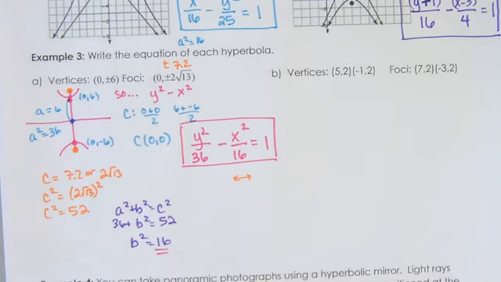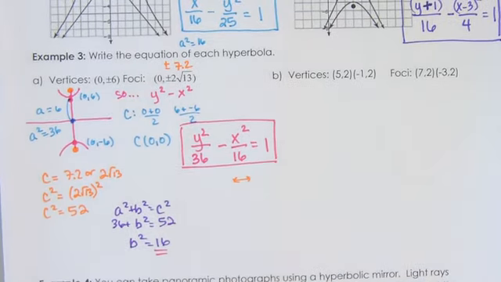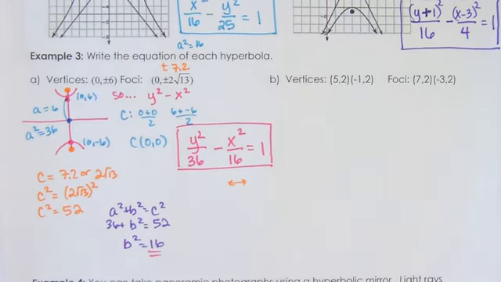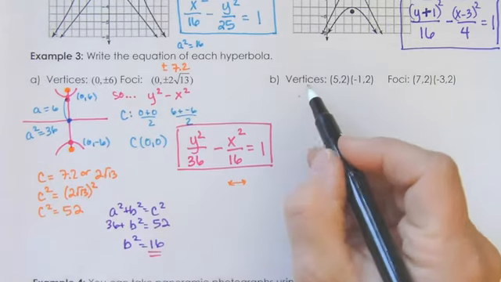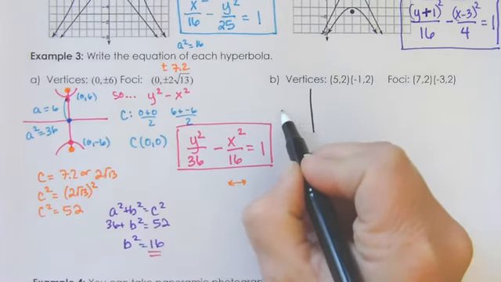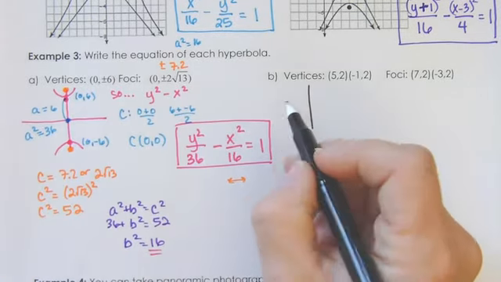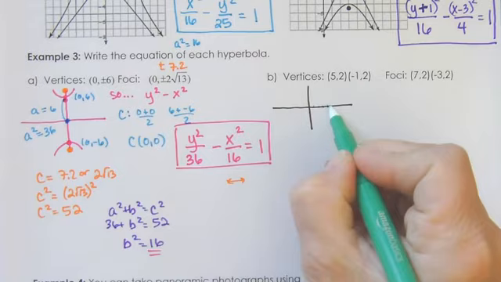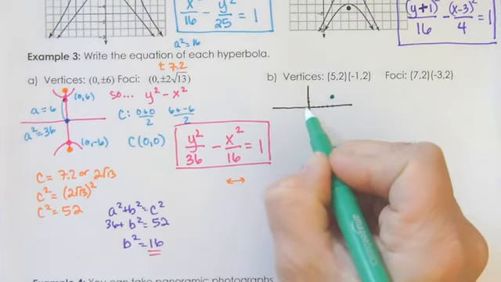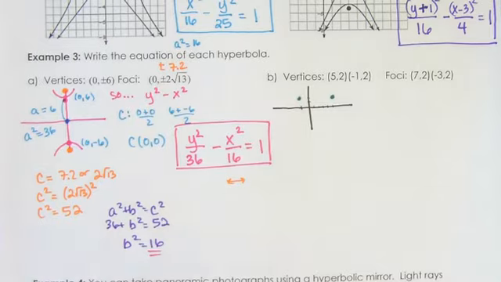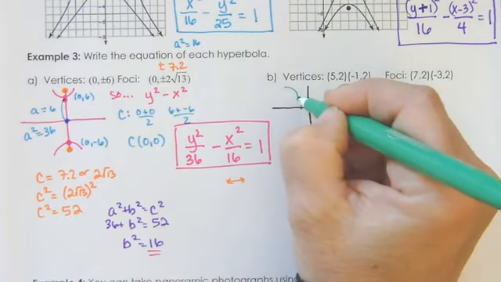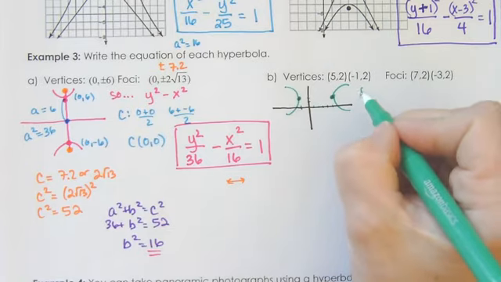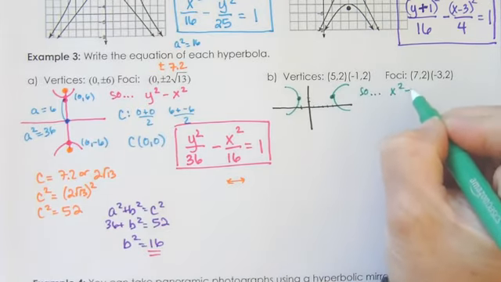All right. The next one's a little bit trickier because it's not centered at the origin. And you don't know that yet, but we'll see that pretty quickly here. So again, first thing I'm going to do is just sketch this graph. This one right here, I've got a vertex at 5, 2. So I'm going to go over 5, up 2, right there. And it's back 1, up 2. So what this is telling me is that this is going to open left and right. Since it's going to open left and right, it's going to be an x squared minus y squared this time.